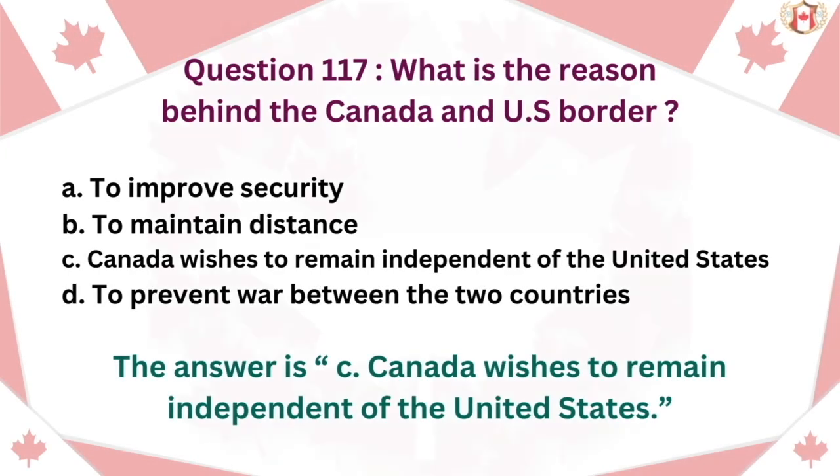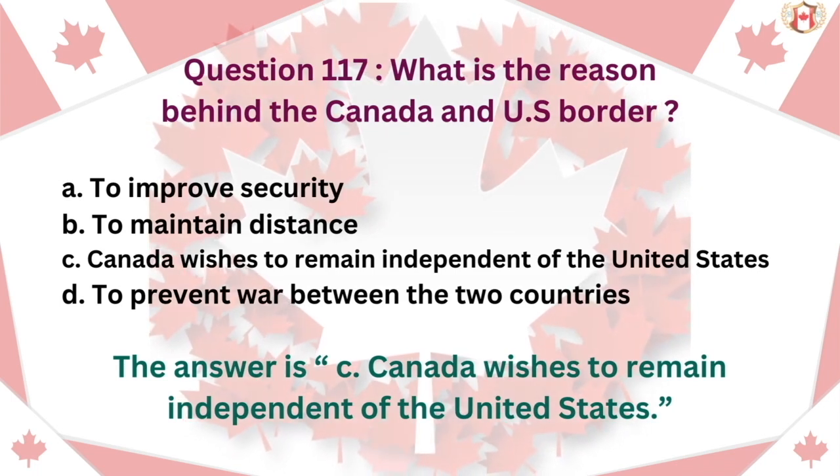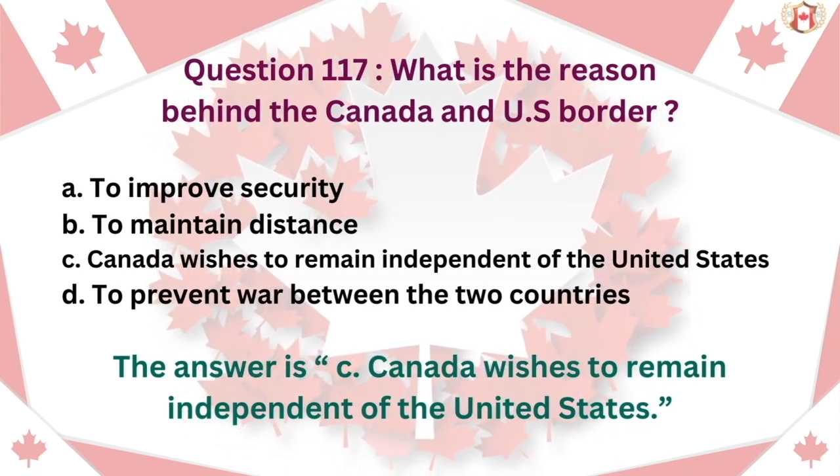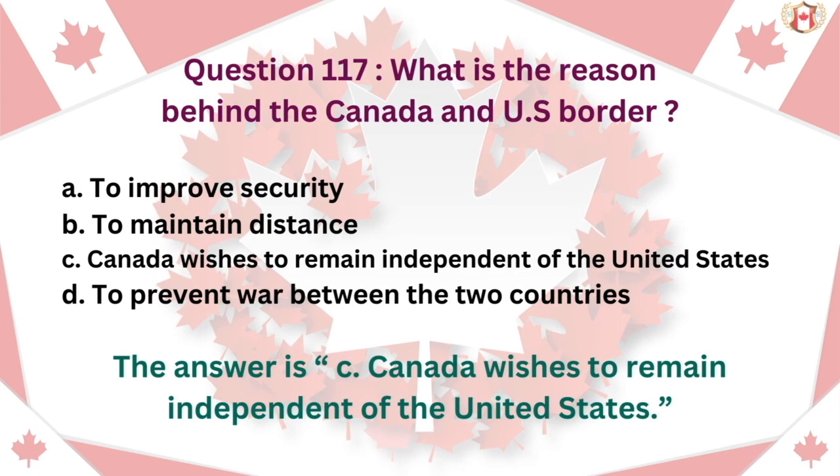Question 117. What is the reason behind the Canada and U.S. border? A. To improve security. B. To maintain distance. C. Canada wishes to remain independent of the United States. D. To prevent war between the two countries. The answer is C. Canada wishes to remain independent of the United States.